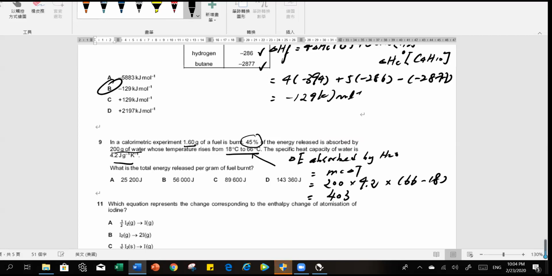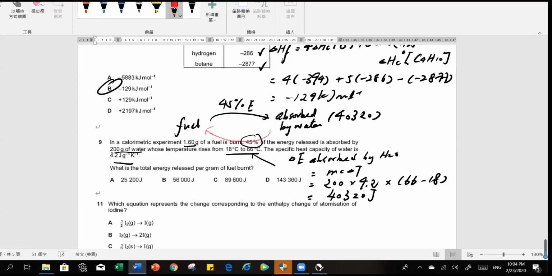So it's this one. Okay, now this is actually the energy absorbed by water, but the energy released from the fuel is more, because only 45% of the energy can be absorbed by water, right? If you got this number, 40320, then how can you find this back? We will divide this number by 45%, right? Common math question.